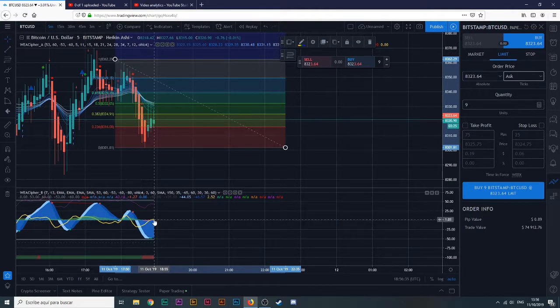So here's our DWAP line above the zero on the 5-minute chart. It still looks weak. It still looks choppy. I'm not too convinced that we have an entered long.